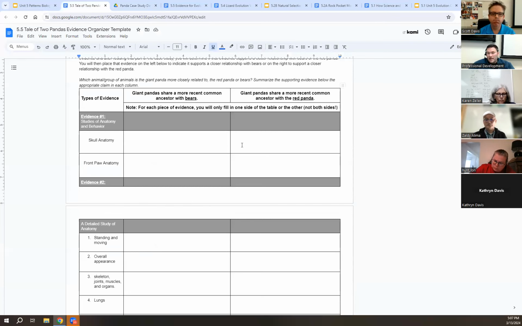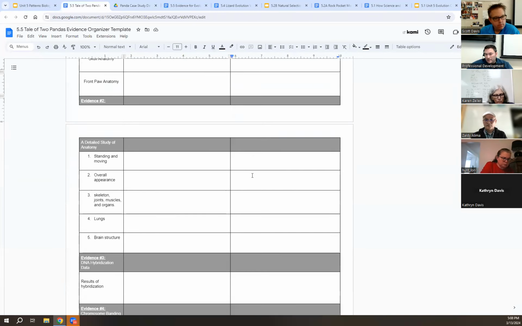So do they think that the skull anatomy is more sharing ancestors with the bear or sharing ancestors with the red panda? Front paw anatomy, do they think that's more bear, red panda? So they end up having their little note sessions on these sides, and they kind of go through, and it kind of shows that science has not fully figured this out yet, right? The kid gets to understand that it is still a work in progress, and they determine what they think. Do they think it's more red panda or more bear?